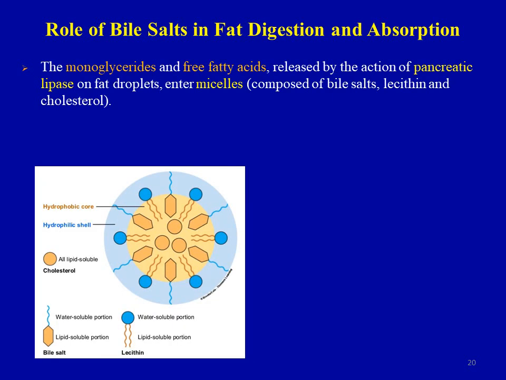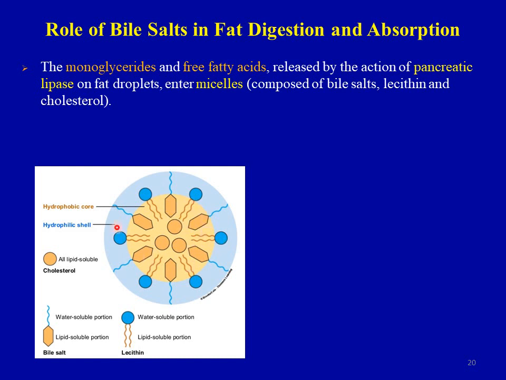The monoglycerides and the free fatty acids that are released by the action of the pancreatic lipase on the small fat droplets will enter into micelles. The micelles are composed of bile salts, the phospholipid lecithin, and cholesterol, as you can see here. This is the structure of the micelle. These are the bile salt molecules, and we have the lipids inside, the free fatty acids and the monoglycerides, and we have the lecithin here forming the outer shell of the micelle.